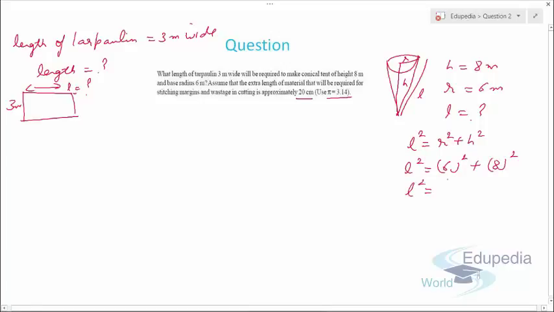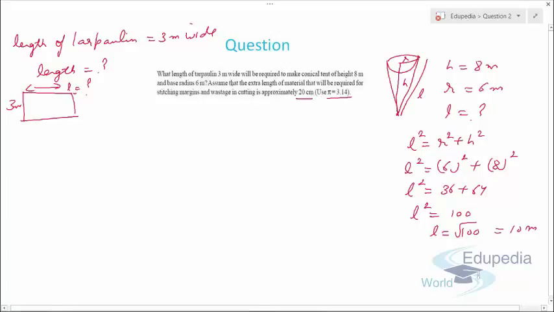So L square will be 36 plus 64. So L square will be 100. So L will be under root 100, which is 10 meters. So this is the slant height, right? Now we need to find the curved surface area of a cone.